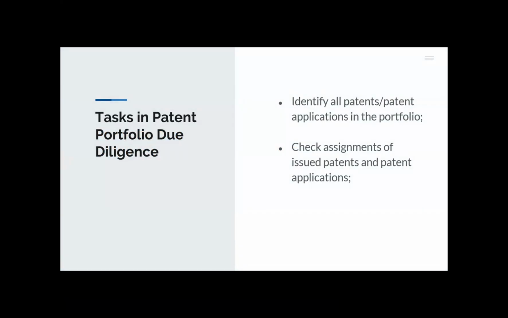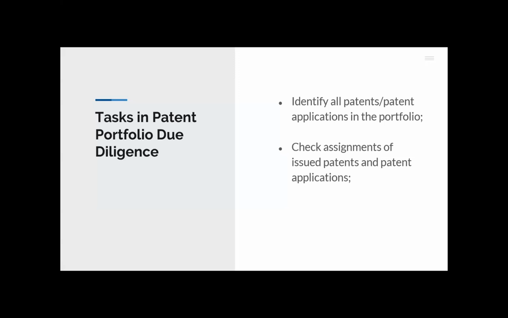I'm first going to cover a bare bones checklist for performing this type of due diligence, and then look at some of the reports that one can generate as a result. The most important bullet point for performing acquisition due diligence is to identify all of the patents and patent applications in the portfolio. This may sound easy, but it isn't necessarily.